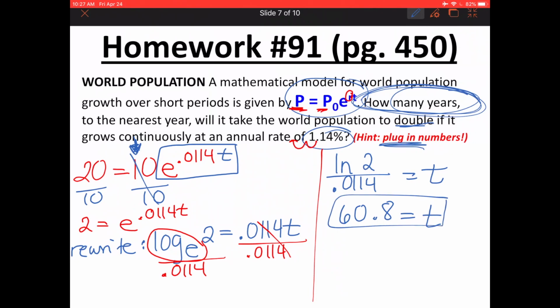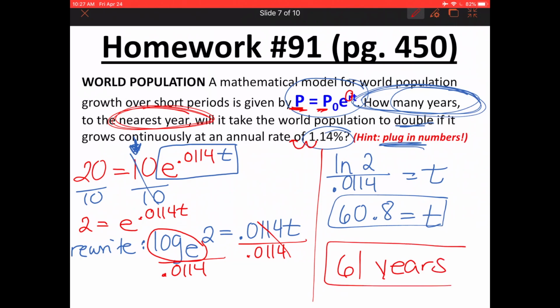60.8. Now that's still not my final answer because they tell me to round to the nearest year. So your final answer, what will show up on your test, is 61 years. Okay, guys? So there's our answer to example 3, our third example here, homework 91. You would tell me how long does it take to double? It takes 61 years.